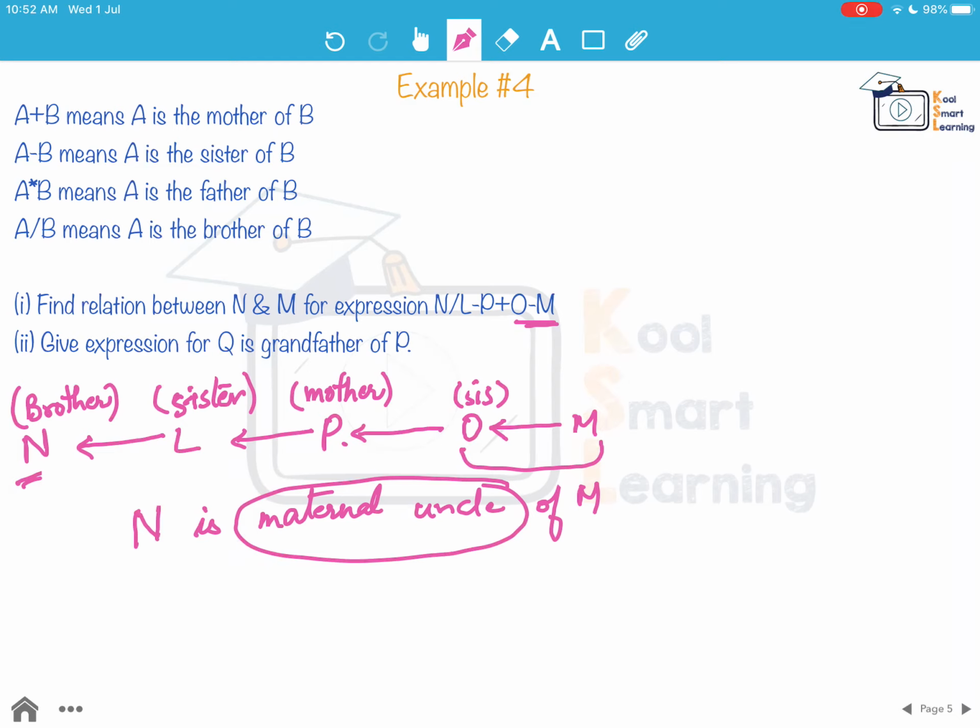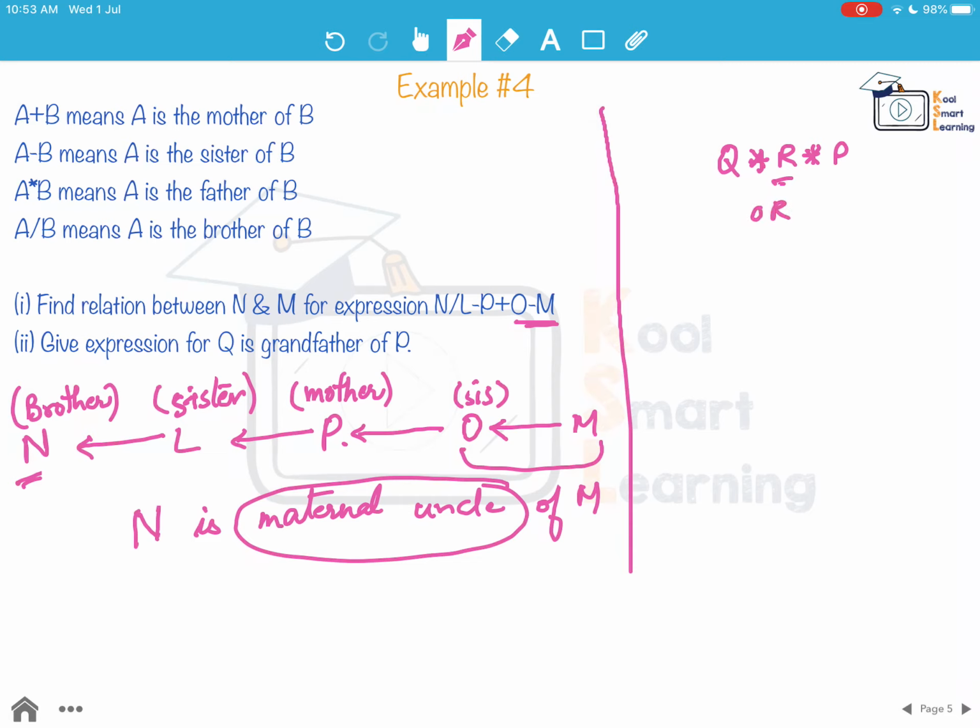Now we have to give an expression. The second part of the question is to give an expression for Q is the grandfather of P. Now the first would be very simple, that we could write Q star R star P. What would that mean? That R is the father of P, right? And Q is the father of R. So Q becomes grandfather of P. Now this is a very simple relation.